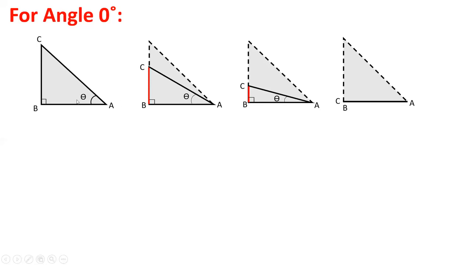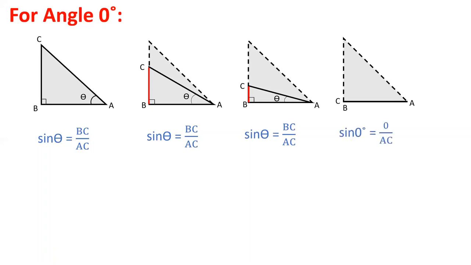Now for the first triangle, we'll write down the ratio. See, sine theta is equal to opposite side by the hypotenuse. If you see here, this is the opposite side, this is the hypotenuse. Same will go for the second triangle, same for the third triangle. Now observe the fourth triangle. Here theta becomes 0. Approximately 0 means almost 0. So here sine 0 degree.